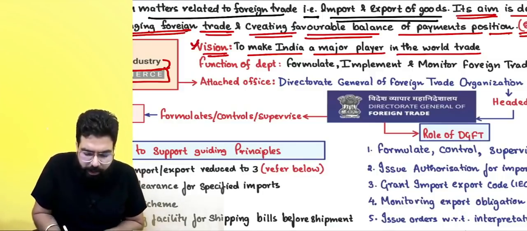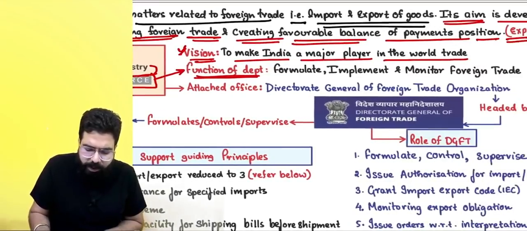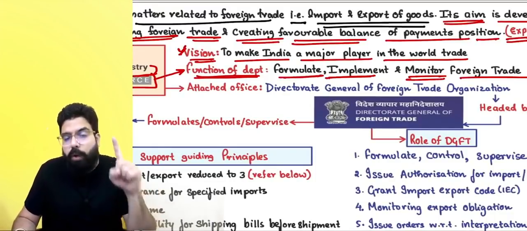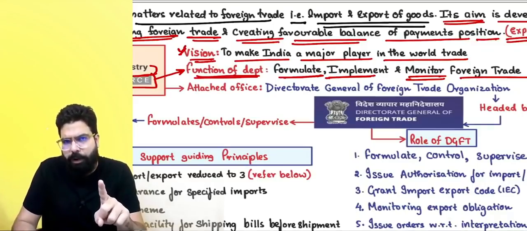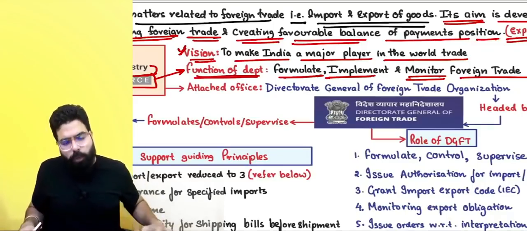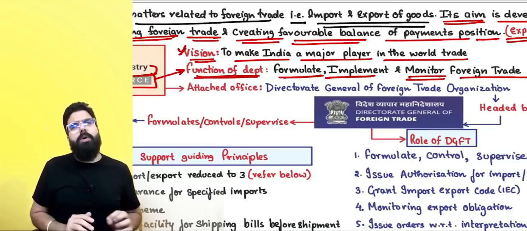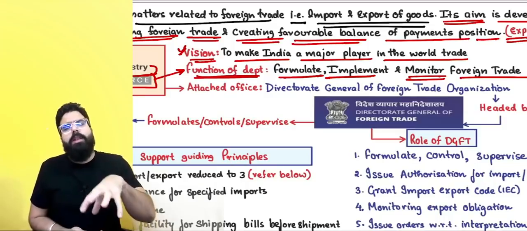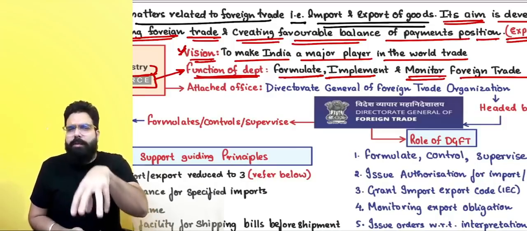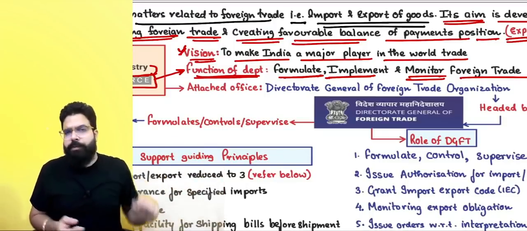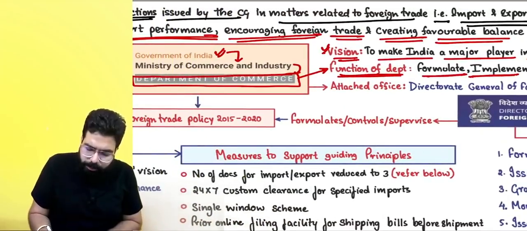Okay, sir. Then the function of this Department of Commerce is to formulate, implement, and monitor foreign trade policy. They have to formulate first. They will formulate the foreign trade policy: what the main guidelines are in India's foreign trade, or how India is going to do foreign trade, all that foreign trade related detail they will formulate. Then implementation, and after implementation they will monitor. So that is the job of the Ministry of Commerce.